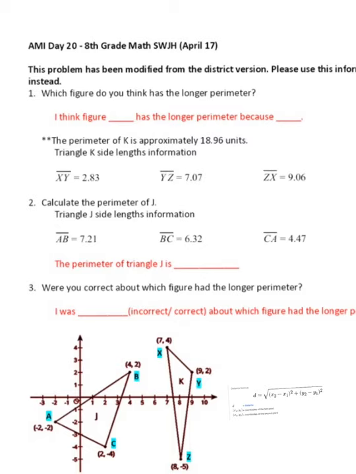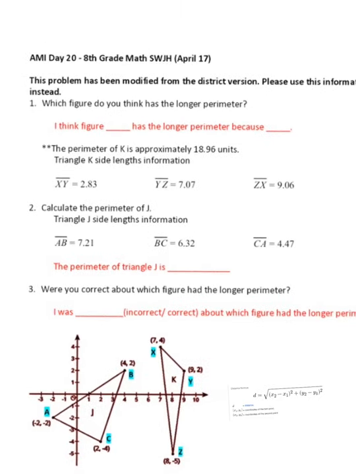Today we are going to work on AMI Day 20 for 8th grade math. First, looking at the problem. We're looking at the figures in the graph below, and number one says, which figure do you think has the longest perimeter? So all I need you to do is tell me your educated guess of which triangle, K or J, you think has the longest perimeter.